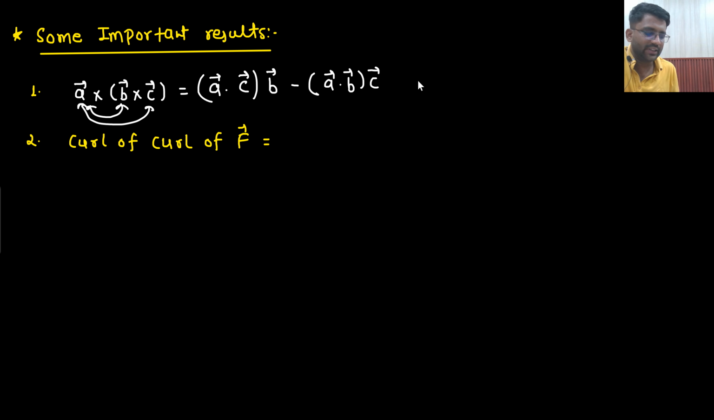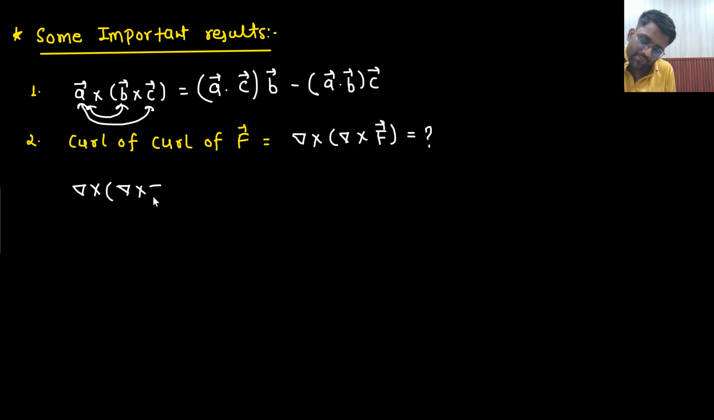Although this will not be asked in your examination, what will be asked? This will be asked, that you need to calculate curl of curl of F. This is what you need to calculate. Understandable? So let's try doing it. Curl of curl of F. Is it a null identity? Curl of curl is not a null identity.